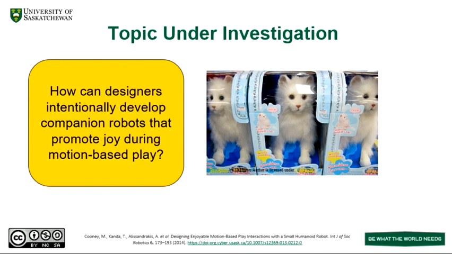So for context, this is the topic under investigation. It is taken from the article, Designing Enjoyable Motion-Based Play Interactions with a Small Humanoid Robot. And essentially the researchers are asking this question: how can designers intentionally develop companion robots that promote joy during motion-based play? So that is the question under investigation.